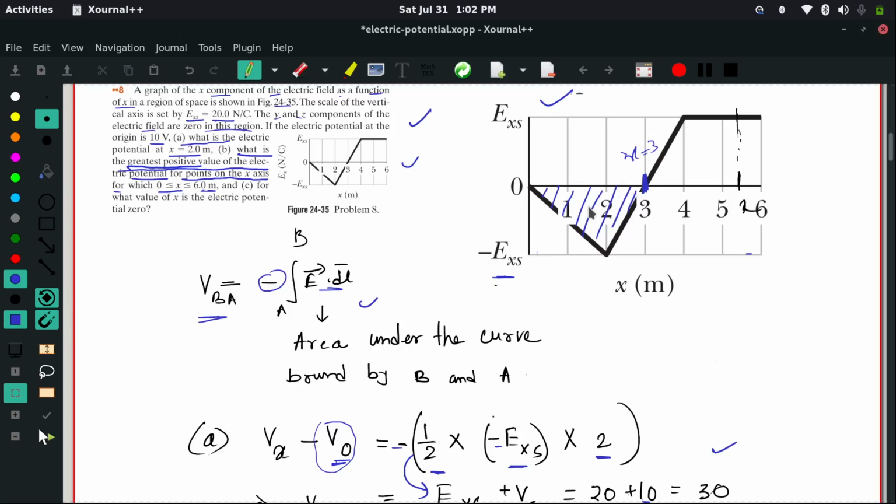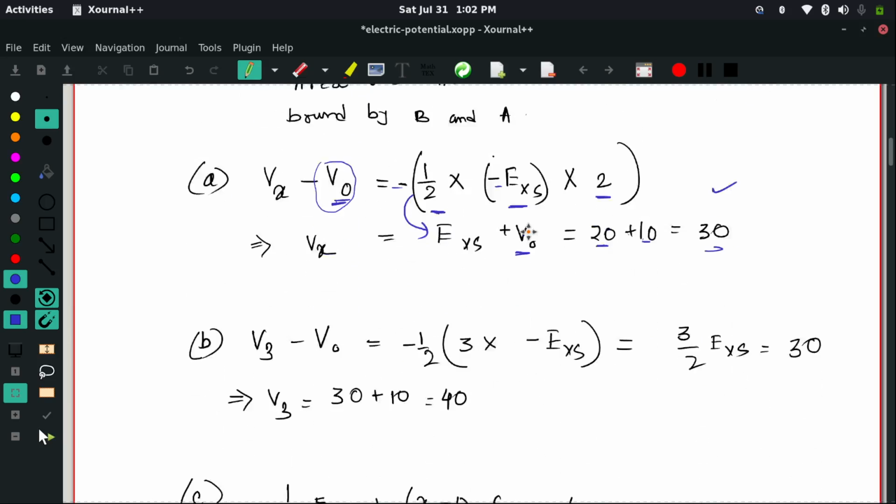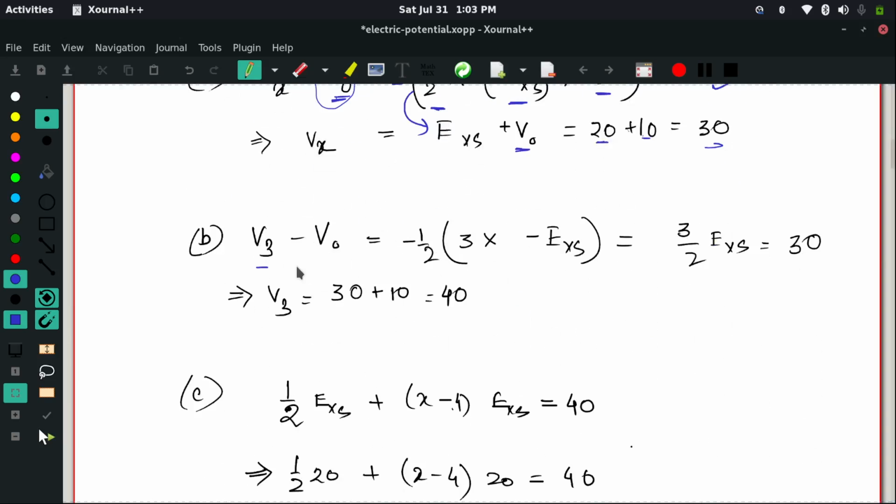So again, what I'll do here, this is again a triangle, so we'll use the area of the triangle, right? So right now the base is this much. Okay, so base is 3, so the height is minus Ex, and we'll just multiply with a half. Okay, right? So that is exactly what I've done here. So V3 minus V naught, where V3 is at x is equal to 3 meters. Okay, so V3 minus V naught is given by minus half, so minus was there in the formula, minus Ex, which is the height of the triangle, and the base 3, right? So you just do multiplication and simplification, you get 30 Newton per Coulomb. Okay, I am not writing these units, but yeah, keep those in mind.